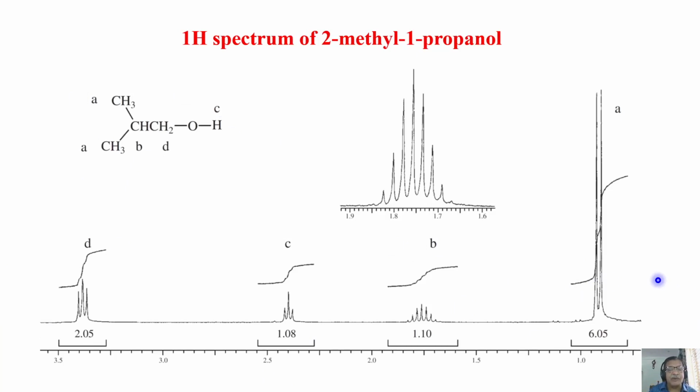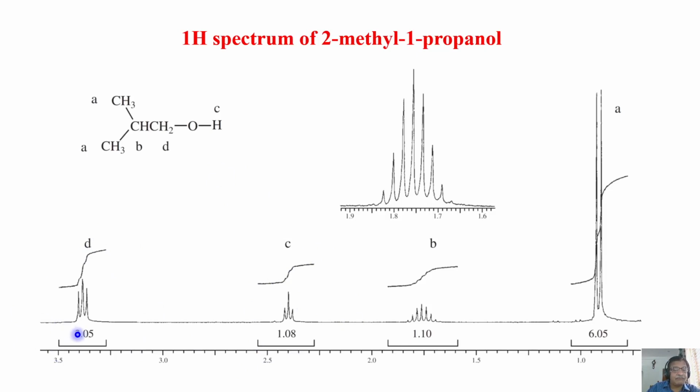Now, what could this OH be? If you look at it carefully, since it's not a broad peak, it might experience coupling with the CH2 protons. Quite likely. If it experiences coupling with the CH2 protons, applying the 2nI plus 1 rule, OH has to be a triplet. Sure. Let us look at the spectrum, whether there is a triplet. Of course, there is one triplet here. There is also another triplet here.